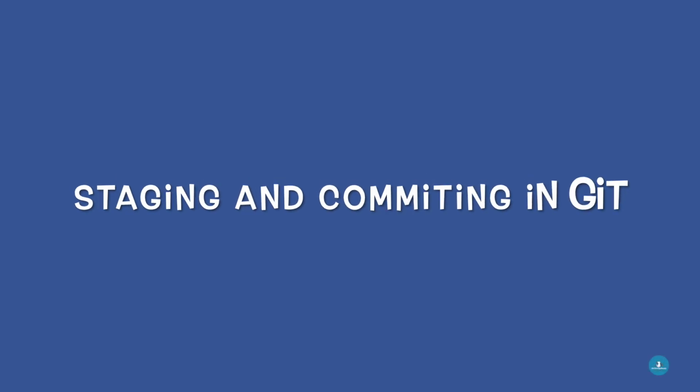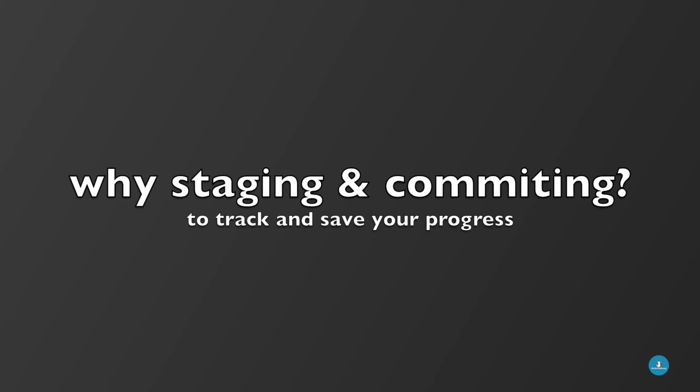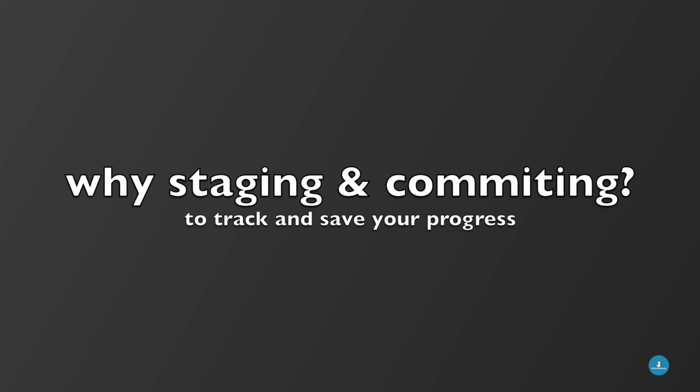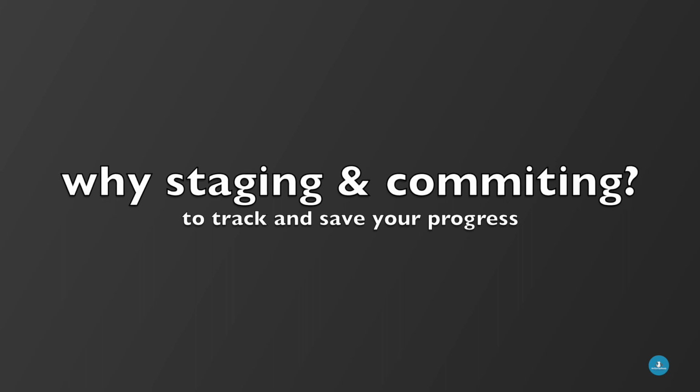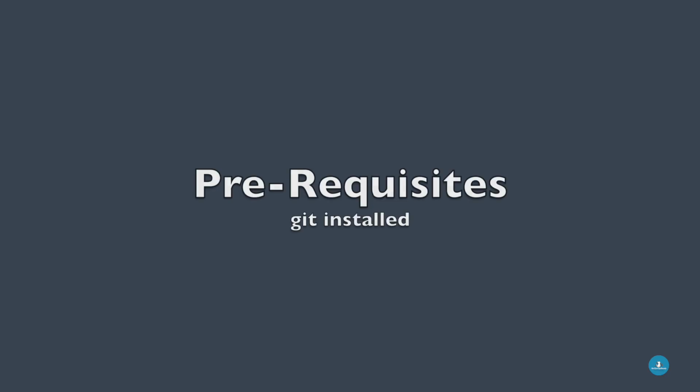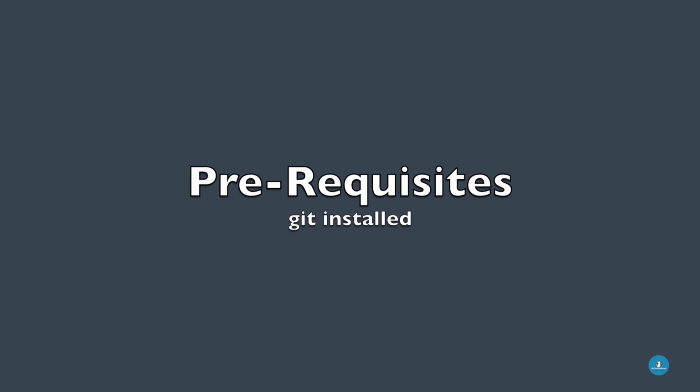In this tutorial, you will learn the crucial process of staging and committing changes in Git. These essential steps allow you to track and save your progress, making it easier to manage your code and collaborate with others effectively. Prerequisites: before you begin, ensure that you have Git installed on your computer. If you haven't installed Git yet, please refer to our tutorial on Git installation for your specific operating system.